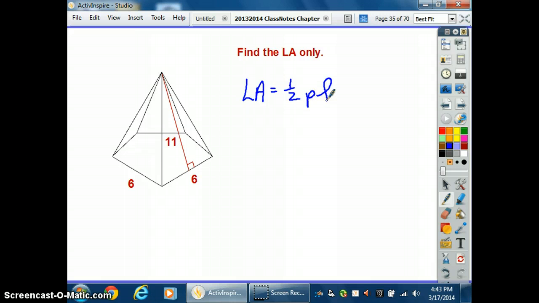All right, so the perimeter, this is a regular pentagon. Each side is 6. So the perimeter would be 30, 5 times 6. And the slant height is this 11. So it would be 15, half of 30, 15 times 11, which is 165.